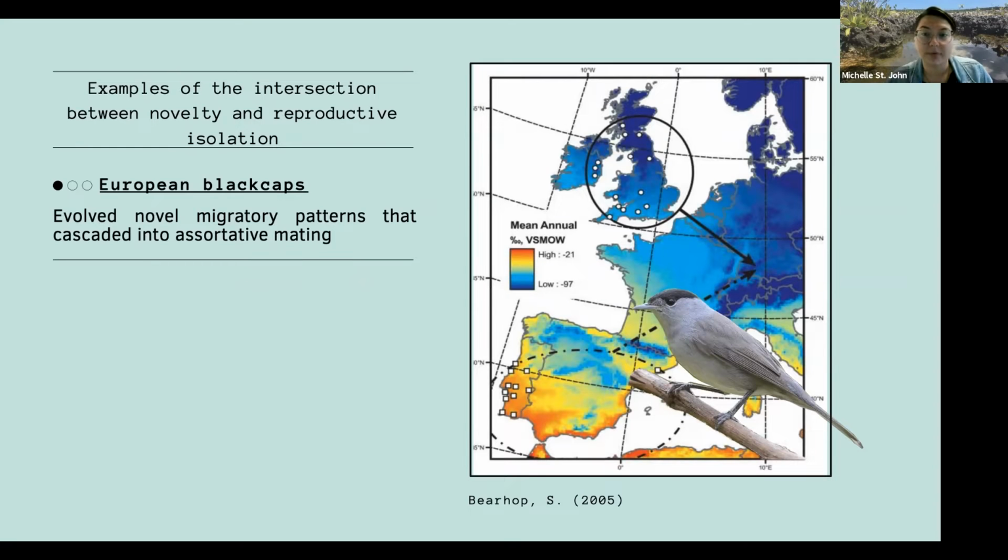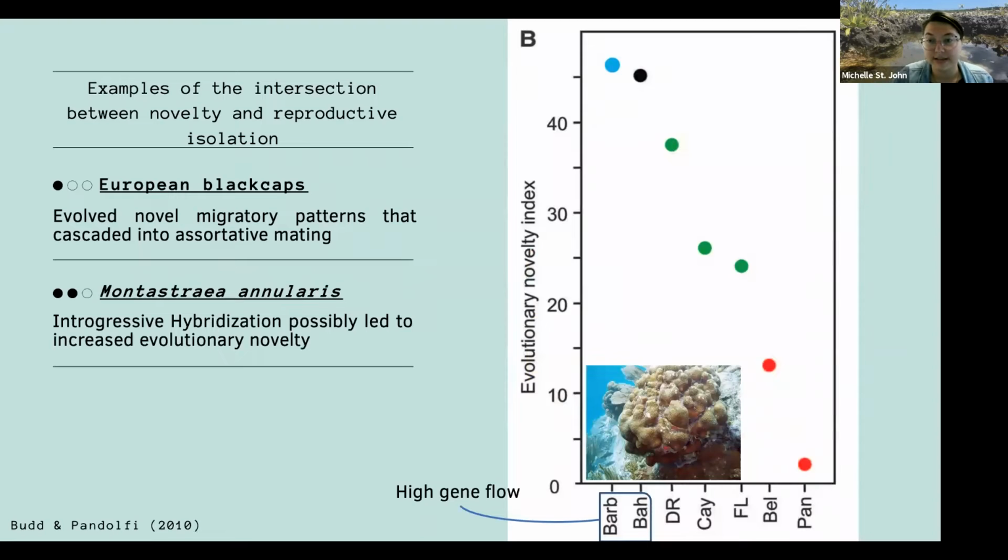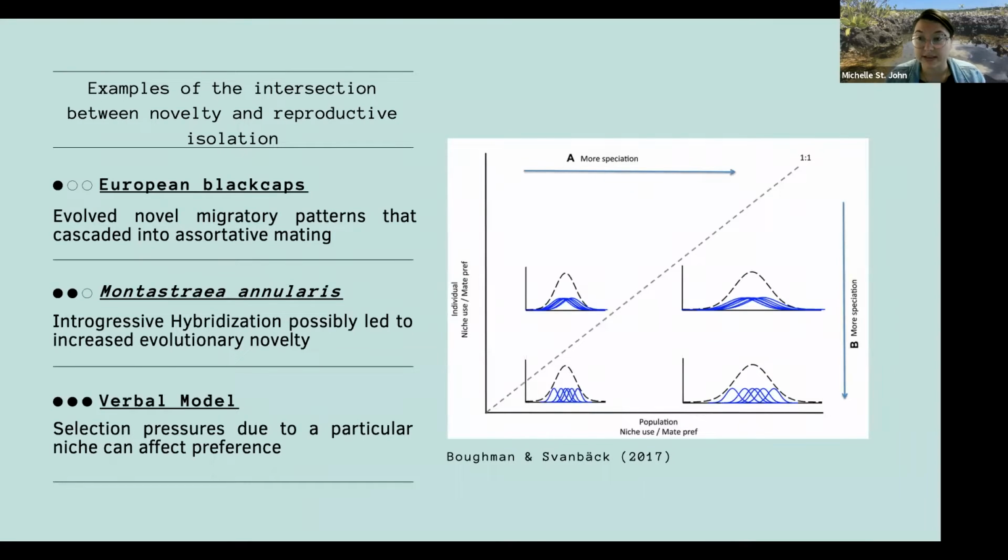So first is an example of a positive relationship between novelty and reproductive isolation, where the evolution of novel migratory behaviors in this European blackcap produced assortative mating. However, there are empirical examples to the contrary. So for example, a study in corals found that populations with increased levels of gene flow also had high levels of evolutionary novelty. And then finally, there are verbal models that describe the potential relationship, and they argue that selective pressures from the occupation of a particular ecological niche can directly affect things like reproductive isolation.